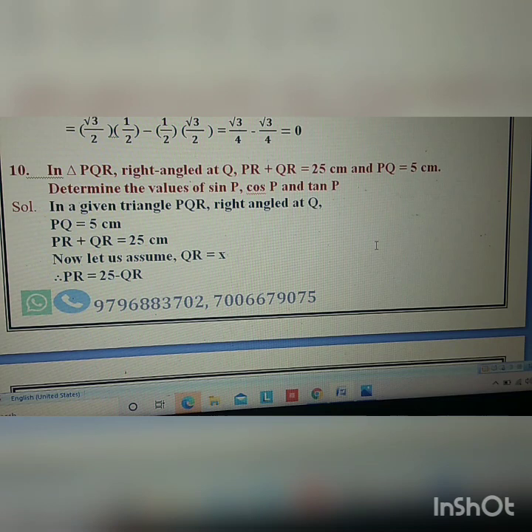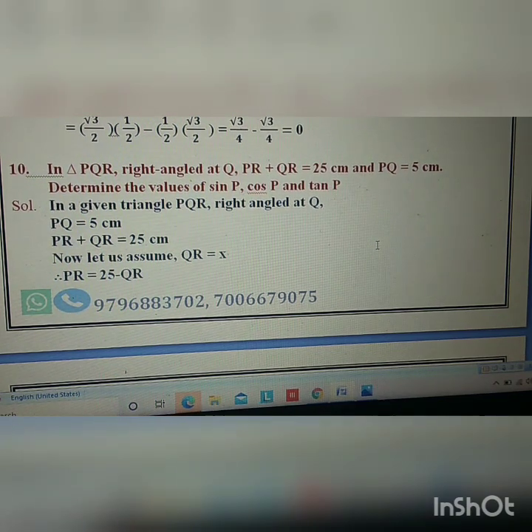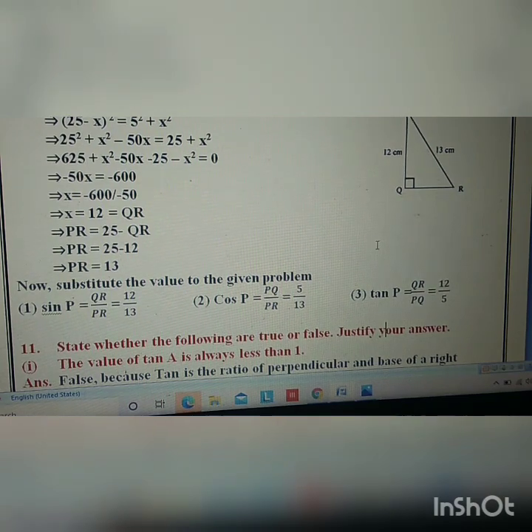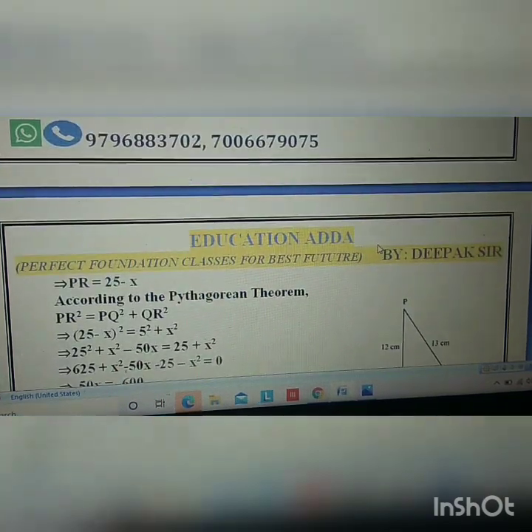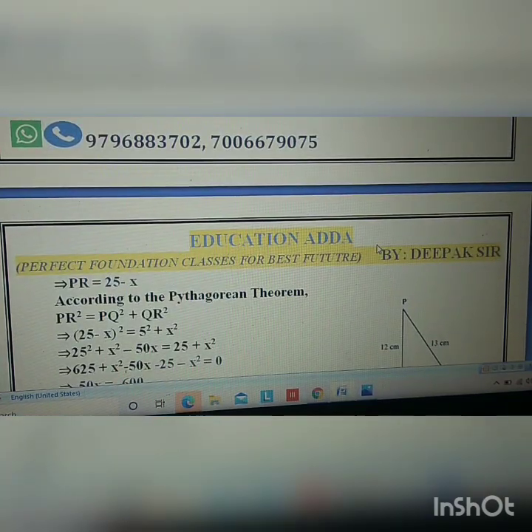Let us suppose QR is equal to X. Since QR is equal to X, therefore the value of PR comes out to be 25 minus QR, which will come out to be 25 minus X. So the value of PR is 25 minus X.